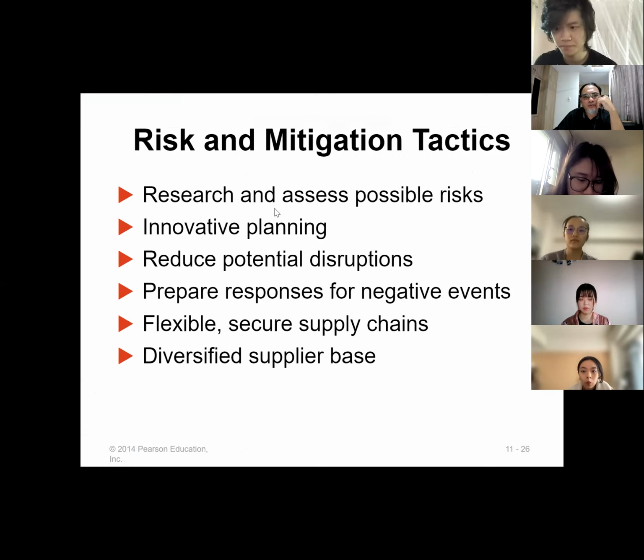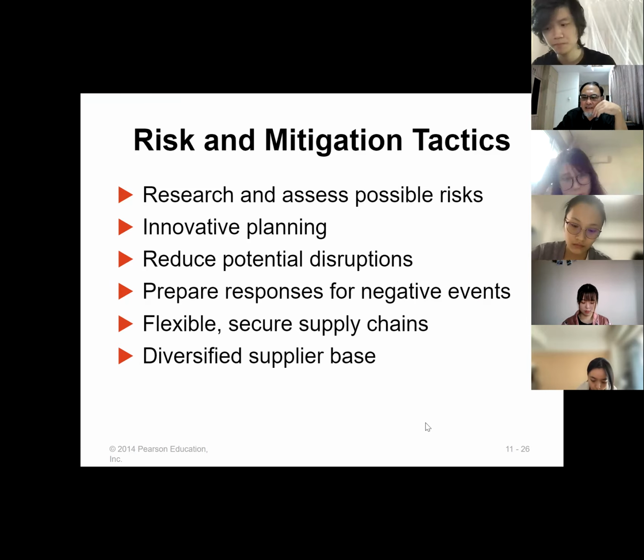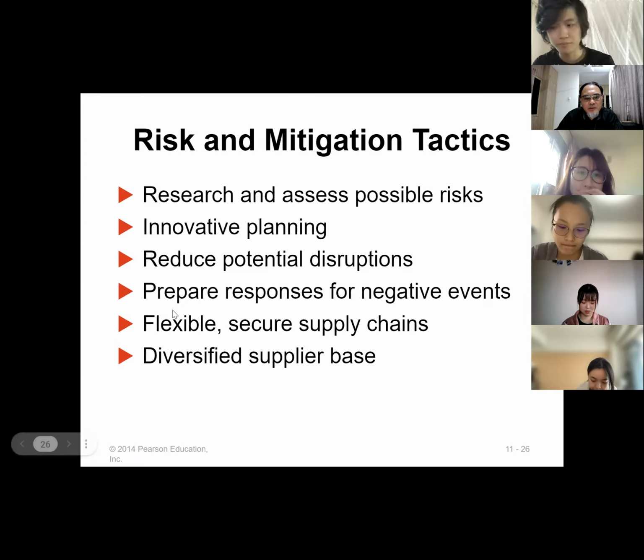You must research or study possible risks. You assess the risk, and you need plan A, plan B. So you have to have innovative planning to reduce potential disruptions. But because of COVID, the disruption is such that you cannot do anything, or even an earthquake. Can you hear me clearly? No problem. So you want to reduce potential disruption and you prepare responses for negative events.